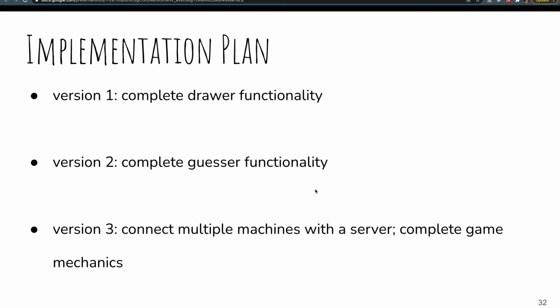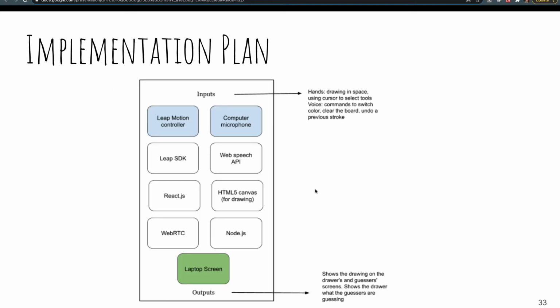And it just feels like you're actually drawing because you're moving your hands in real space and seeing the outcome on your screen. My plan will be to split it up into different versions. The first version is completing the drawing functionality, which includes pinching to draw and the different tools that the drawers have. Version 2 will be completing the guesser functionality, which will be separate and cover the guesser side of things, where they can speak to the computer and the computer registers that as text and checks it against the guess. And then version 3 is connecting the multiple machines with the server so that the data can flow across them, and also completing the game mechanics so that we have different rounds and different points, and making sure that we have a game after all of this.